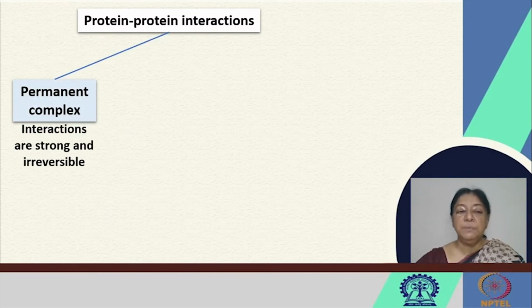We can have permanent complexes where the interactions are strong and irreversible. For example, this could be a case where we have monomeric subunits of a protein forming an oligomeric unit, where the interactions are strong, they are irreversible in a way, and they form a permanent complex.